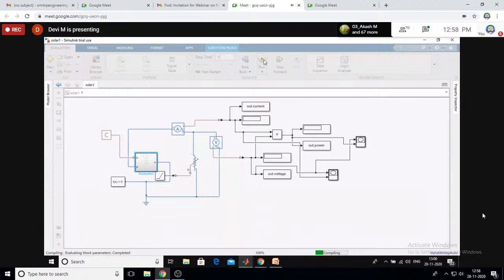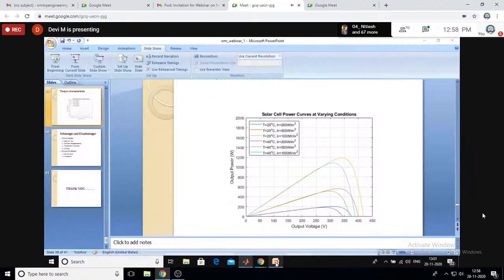So it is compiling over here. What is the disadvantage of MATLAB, ma'am? What is the advantage of MATLAB? Both. I am going to deal with the advantages and disadvantages.